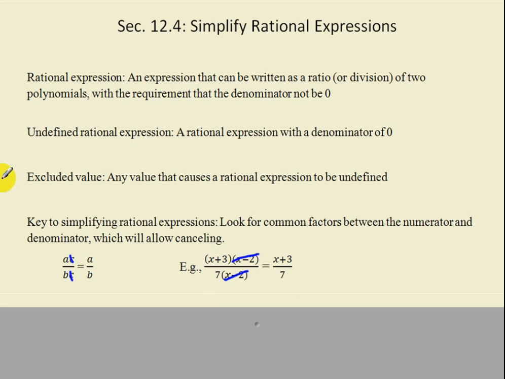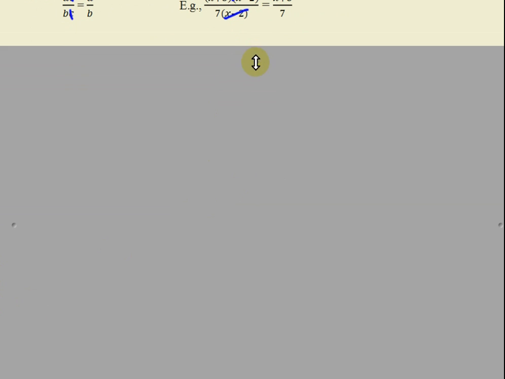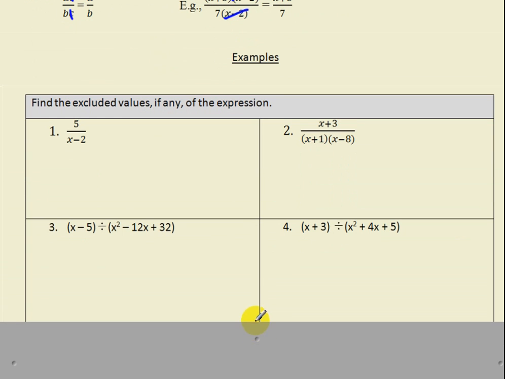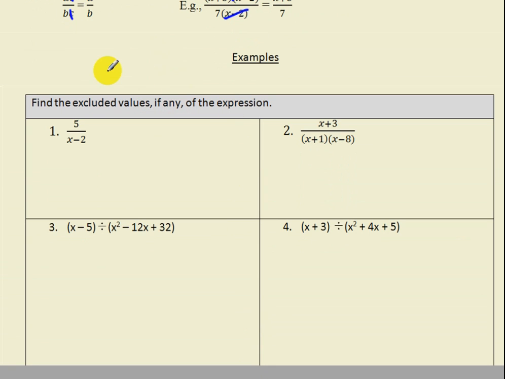So let's look at some examples, and for starters we're going to look at the idea of excluded values. So find the excluded values, if any, of the expression. So what we're looking for is we do not want that denominator to be 0. So in other words, you could say that we want x minus 2 not equal to 0, and if we were to add 2, and normally of course you would see this written x minus 2 equals 0, so here we want x not equal to 2, so our excluded value is 2.